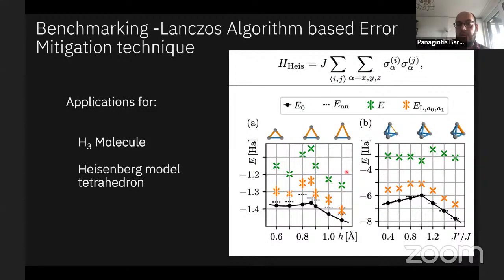We did the same calculation also for the case of H3, where we vary the position of the top of the triangle by stretching it, and also for the Heisenberg model by changing the J factor of the Heisenberg Hamiltonian on the pair of sides in orange here. For both cases, we are able to reconstruct the energy profile quite well, and we clearly have a much better result if we compare the green results of the bare VQE with the orange results that come from the Lanczos mitigation scheme.